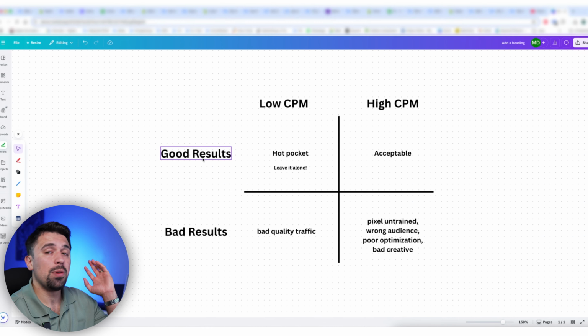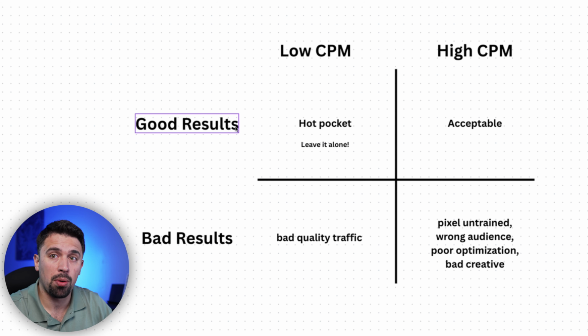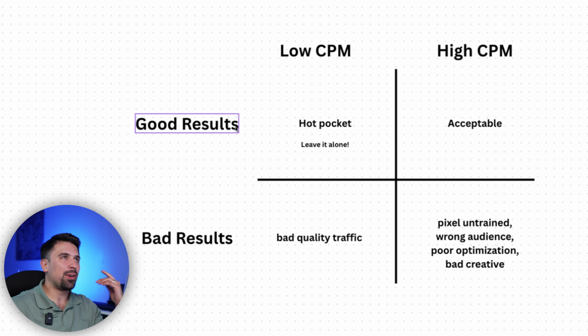So if you have good results and you have low CPMs, that is like nirvana. That's where we wanna be. You're not paying that much for the traffic and you have good results. Your ads are profitable. That's the goal, okay? So I used to call this, back when I didn't really know what I was doing, I would launch the same ad over and over and over and over.